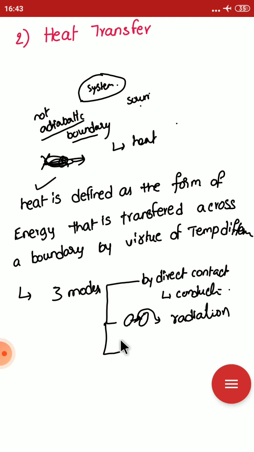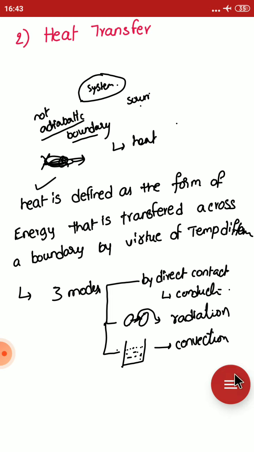Next, the third mode of heat transfer is when the heat transfer takes place between a wall and a fluid. We call it the convection mode of heat transfer.